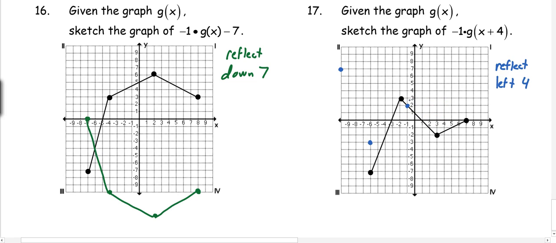The last point, because it's already on the x-axis, it doesn't move anywhere, so it stays on the x-axis, and I just move left 4, and then I connect my points.